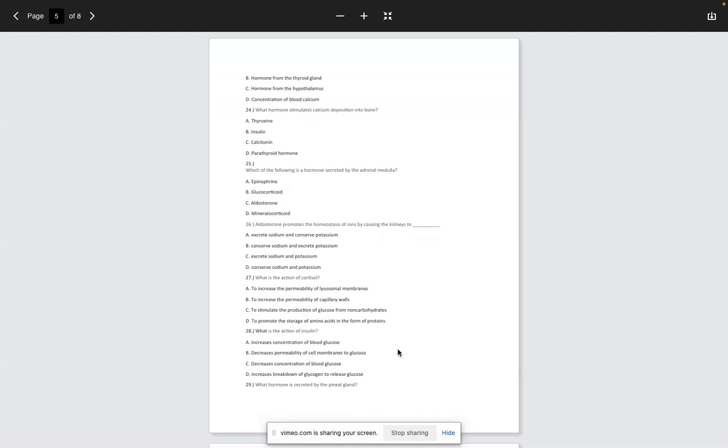So what is the action of cortisol? We said it's C, to stimulate the production of glucose from non-carbohydrates. What is the action of insulin? Yep, lower blood glucose. So decreased concentration of blood glucose.